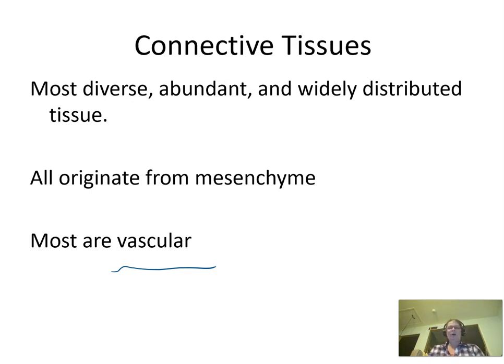Connective tissue is all throughout your body. It's the most abundant of all the tissues throughout your entire body, and they all start from some embryonic tissue called the mesenchyme. So the mesenchyme is an embryonic cell, and that cell is a stem cell or contains stem cells that can form all connective tissues.